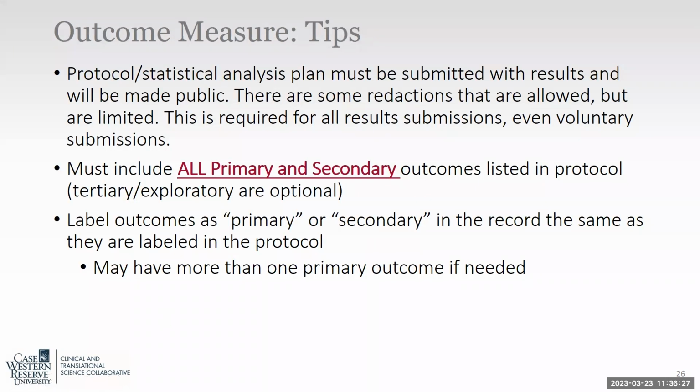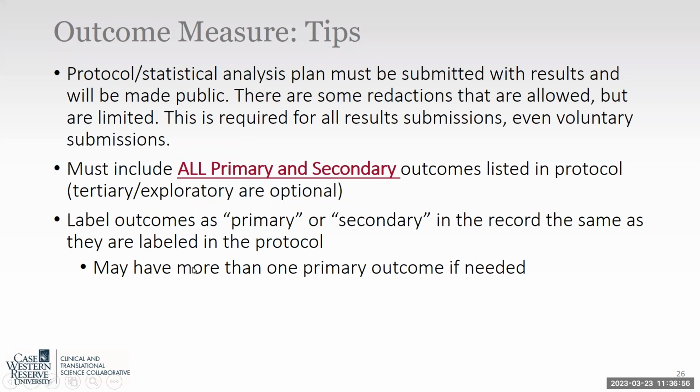So next, we're going to go to outcome measures. This is really the meat of the record. This is where ClinicalTrials.gov is very, very picky in what they want. So just some tips here. The protocol and statistical analysis plan is going to be required to be submitted with results and will be made public. Some redactions are allowed, but they're limited. So just make sure that anything that you put in the protocol is reflected in the record.